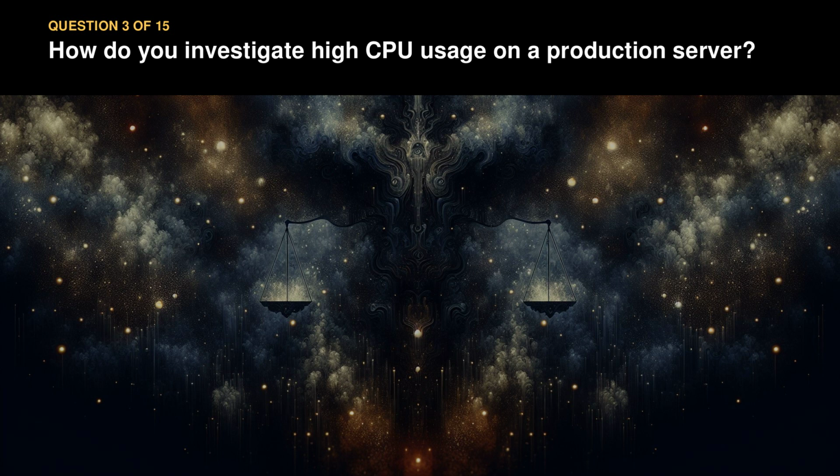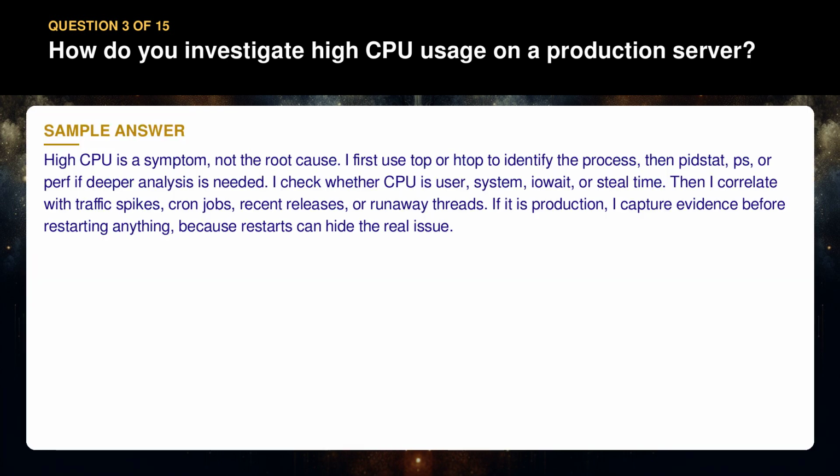Question 3. How do you investigate high CPU usage on a production server? High CPU is a symptom, not the root cause. I first use top or htop to identify the process. Then pidstat, ps, or perf if deeper analysis is needed. I check whether CPU is user, system, I/O wait, or steal time. Then I correlate with traffic spikes, cron jobs, recent releases, or runaway threads.